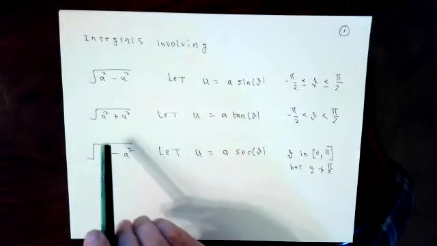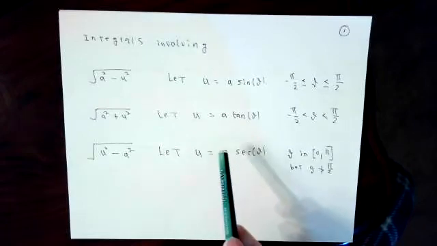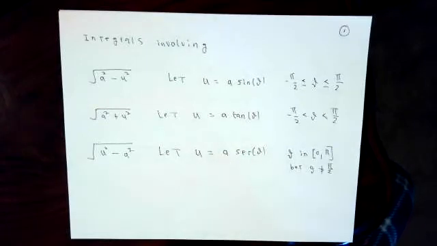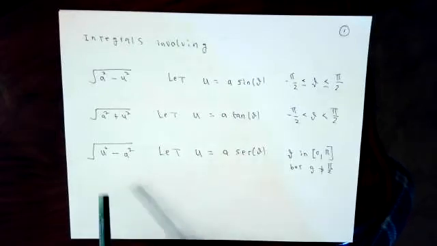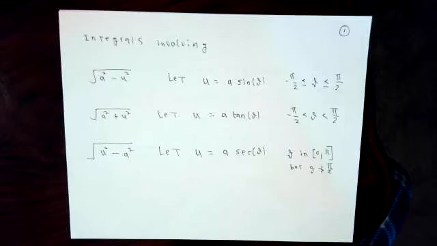If I have a factor that's square root of a squared plus u squared, we will use u equal a times tangent of theta. The range of theta values that we'll use is practically the same as for the sine, except of course tangent isn't defined at pi over 2 or negative pi over 2, so we have to leave those out. If we have a factor that looks like radical u squared minus a squared, we'll let u equal a times secant of theta, but then life becomes much more complicated than it was in the first two types.